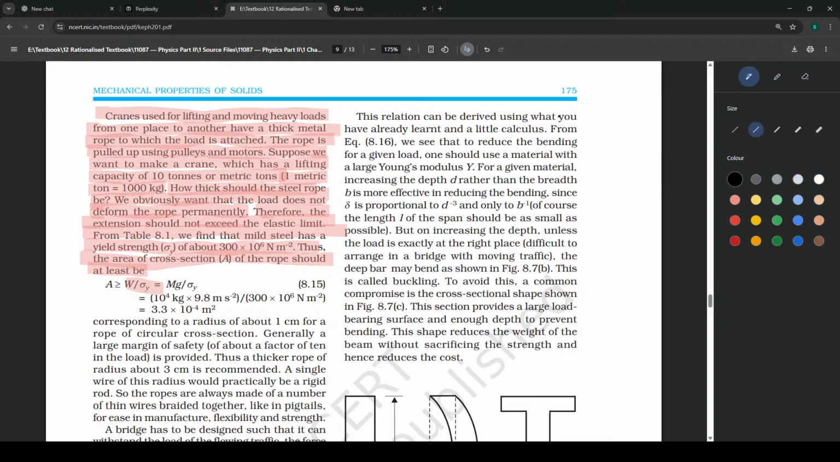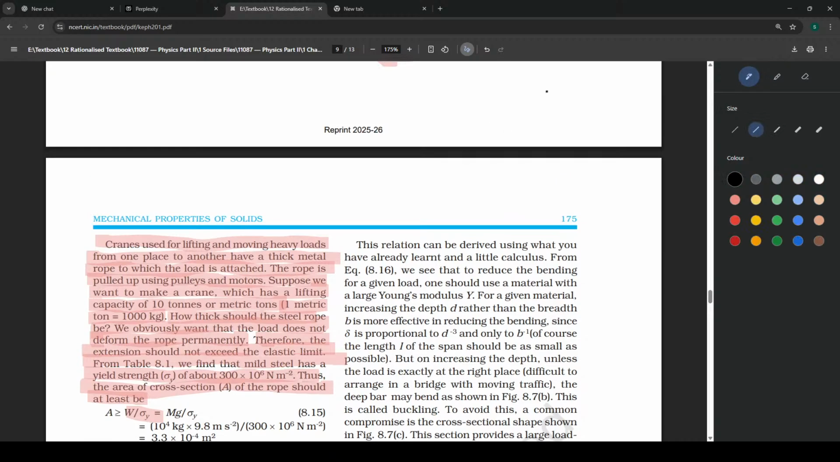So basically the formula is sigma y, which equals stress, which equals, not work done, weight by area. So we already know the yield strength value for 1 meter square when the area is 1, but area will not be 1, should not be 1. So area should be greater than or equal to weight by sigma y, weight which equals 10 tons into g, by sigma y.